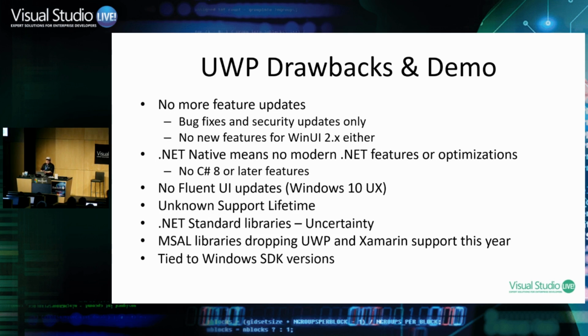Finally, UWP versions are tied to the Windows SDK versions. So even before the end of new feature support, you had to wait for a new version of Windows with a new SDK to get any new features into your UWP apps. And it also means if you're targeting a specific version of the SDK, anybody on an older version can't use it.